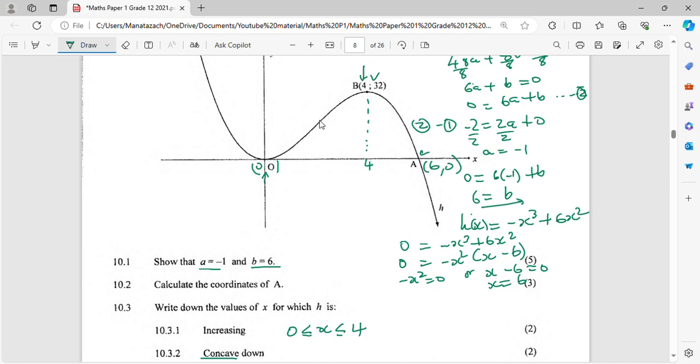up until the inflection point over here, and then from there on it's going to be concave down. So in order to determine the value of x, we need to get the value of x at the inflection point.